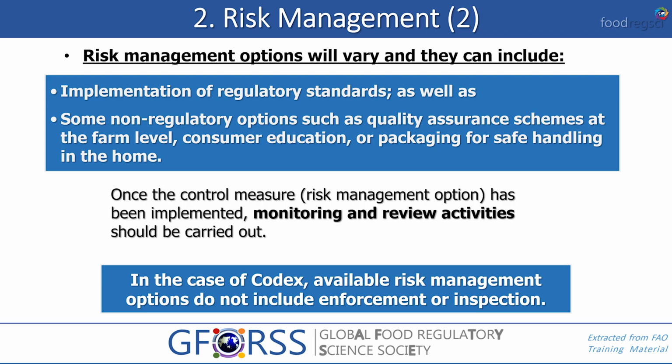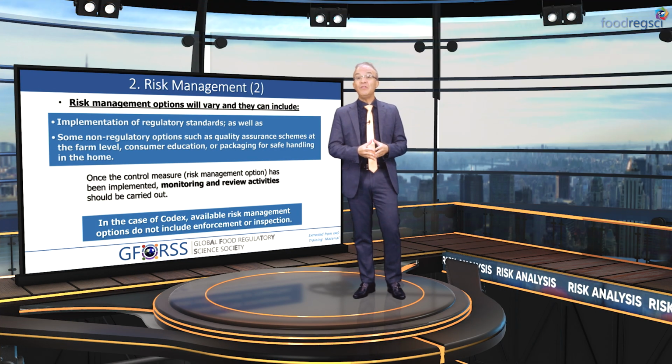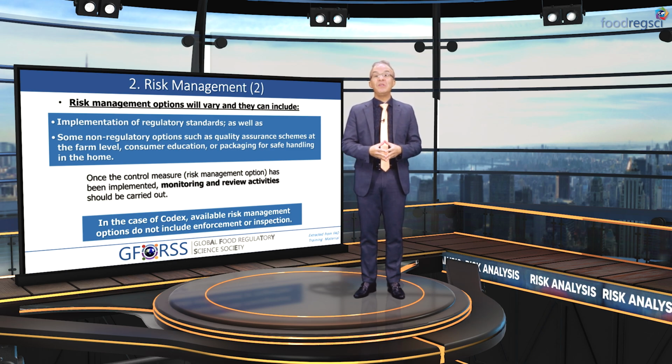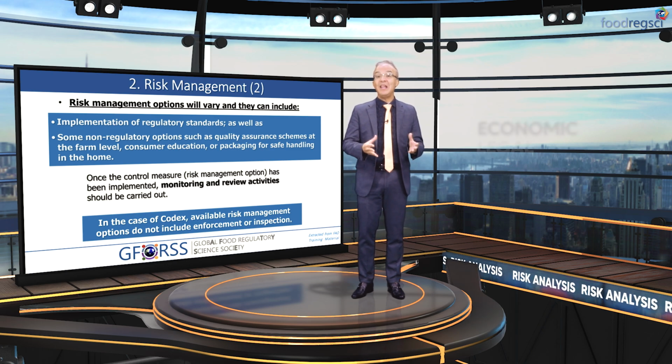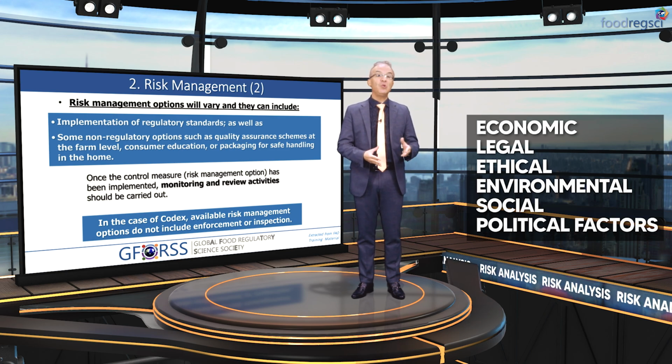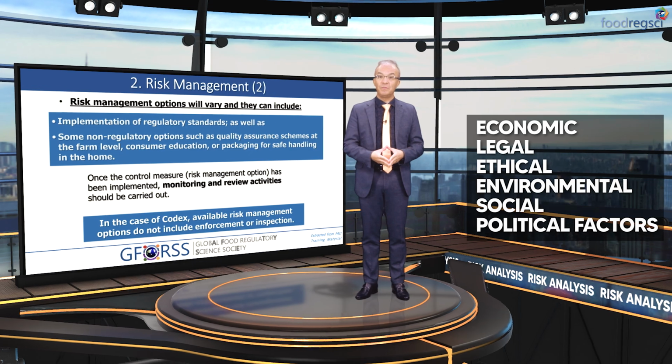Risk management options will vary. They can include the implementation of regulatory standards, as well as some non-regulatory options such as quality assurance schemes at the farm level, consumer education, or packaging for safe handling in the home. Selecting the most appropriate option is complex at times and may include weighing the results of the risk assessment as well as any economic, legal, ethical, environmental, social, and political factors.